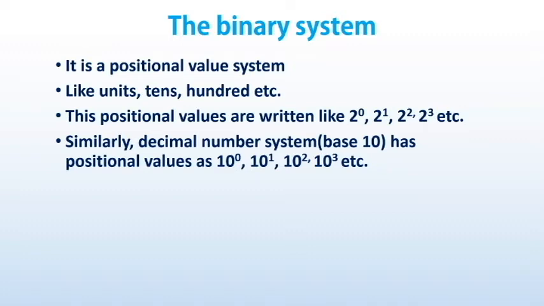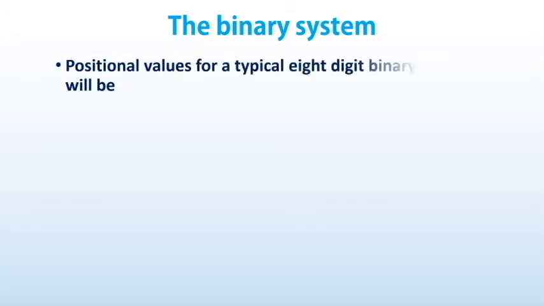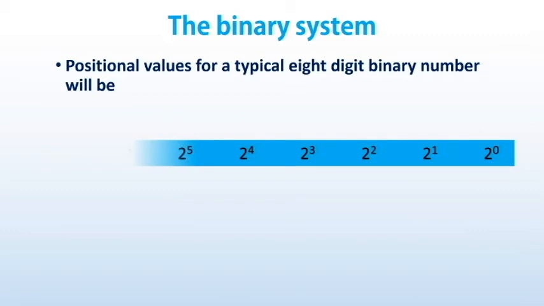Typically we write binary numbers in groups of 8 bits. These 8 bits are known as 1 byte. So let's see the positional headings for this 8-bit binary number. A typical binary number will have the positional headings 2 raised to 0, which is for the LSB, then 2 raised to 1, 2 raised to 2, 2 raised to 3, 2 raised to 4, 2 raised to 5, 2 raised to 6, and 2 raised to 7, which is for the MSB, that is the most significant bit.